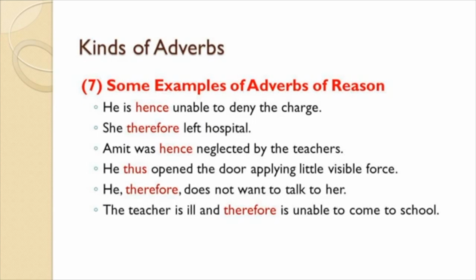In these sentences, the words hence, therefore, and thus are used to tell the reason behind the happening of a particular incident. For example, let's see the last sentence. The teacher is ill and therefore is unable to come to school. In this example, the teacher is unable to come to school because he is ill, and this reason has been told by the word therefore.